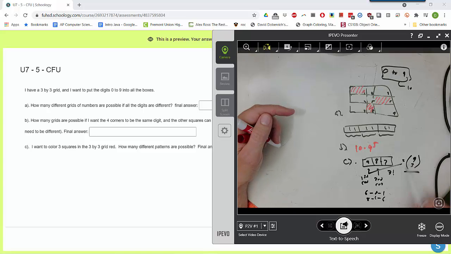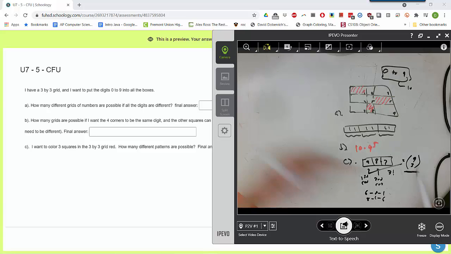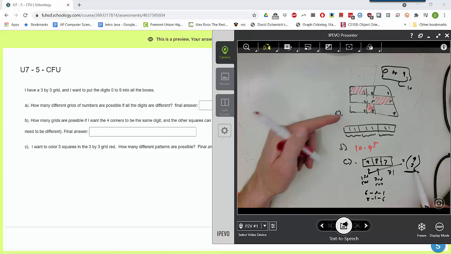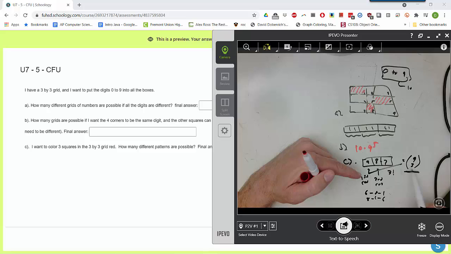And this way of phrasing it feels very natural for the problem. I have 9 spots. I want to choose 3 of them to color in red, where the order doesn't matter. And then again, 9 choose 3 is shorthand for this expression. That's it.